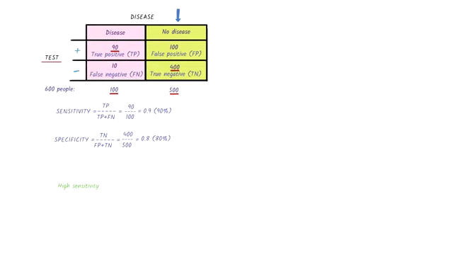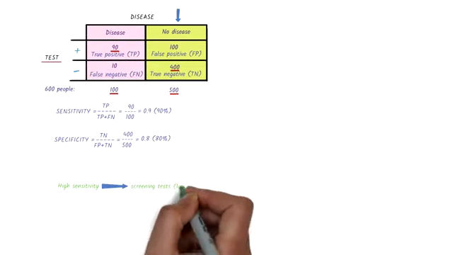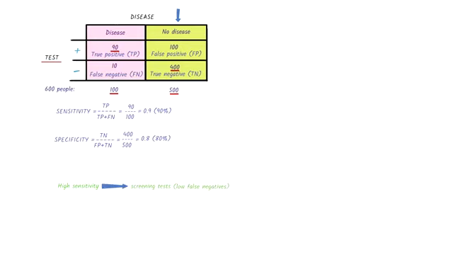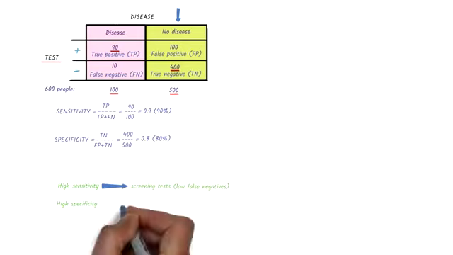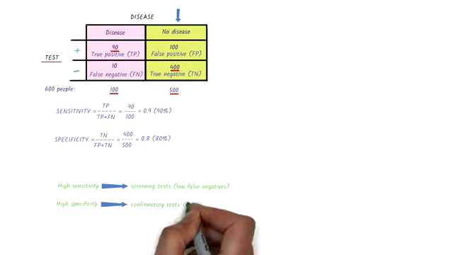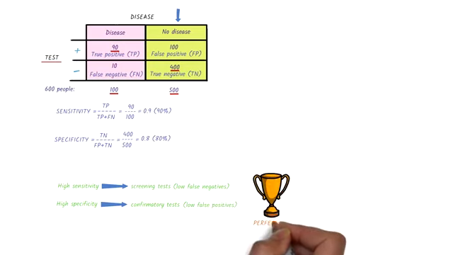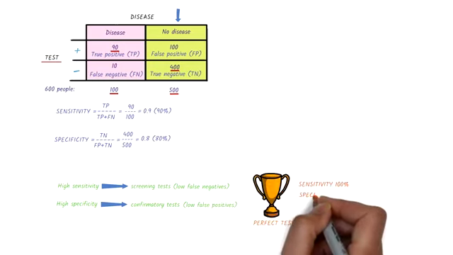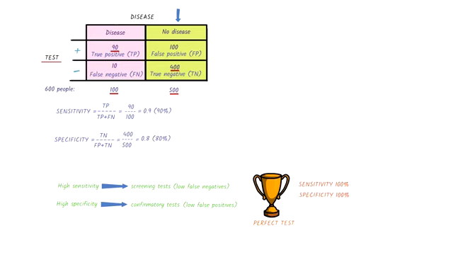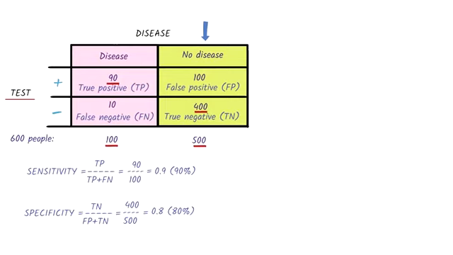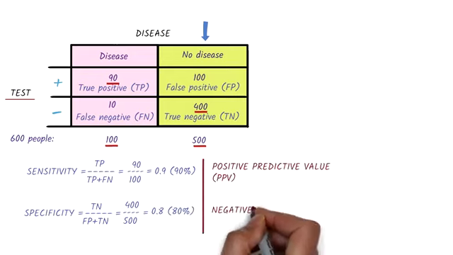Tests with high sensitivity are good for screening tests because the proportion of false negatives is low. On the other hand, tests with high specificity are good for confirmatory tests because the proportion of false positives is low. The perfect test will have a sensitivity of 100% and a specificity of 100%. The closer a test's sensitivity and specificity is to 100%, the better the test is in confirming or excluding the disease. Finally, let's have a quick look at two related measurements, positive predictive value and negative predictive value.